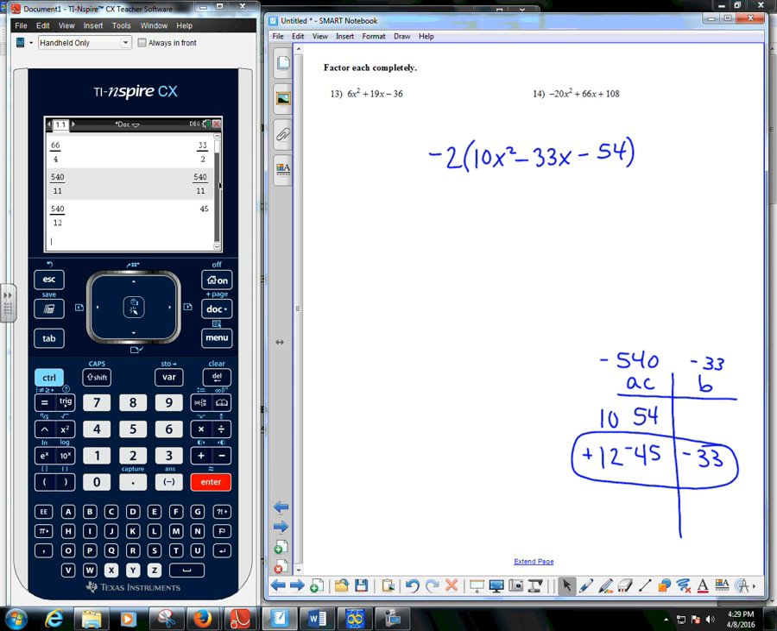So I'm going to come over here, and the first thing that I'm going to do is bring down that negative 2. I'm not going to stop writing it, because the minute I stop writing it, I'm going to forget about it, and my answer is going to be wrong. So I'm going to bring down that negative 2. All right, I'm going to draw my parentheses, and I'm going to put in my middle terms. I'm going to bring down my first term, bring down my last term, and insert my middle terms, which are positive 12x and negative 45x.